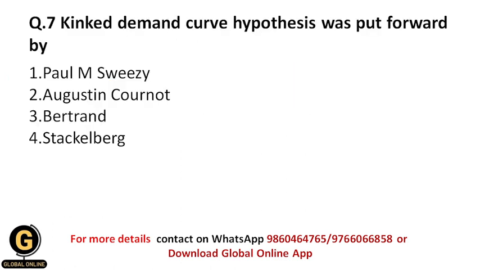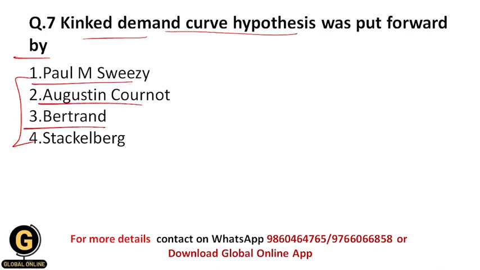Okay, next, kinked demand curve hypothesis was put forward by. So here they have given the names of certain scientists, and we need to identify the name of the scientist who has given the concept of kinked demand curve hypothesis. So let us see the different options. Paul M. Sweezy, Augustin Cournot, Bertrand, then Stackelberg.